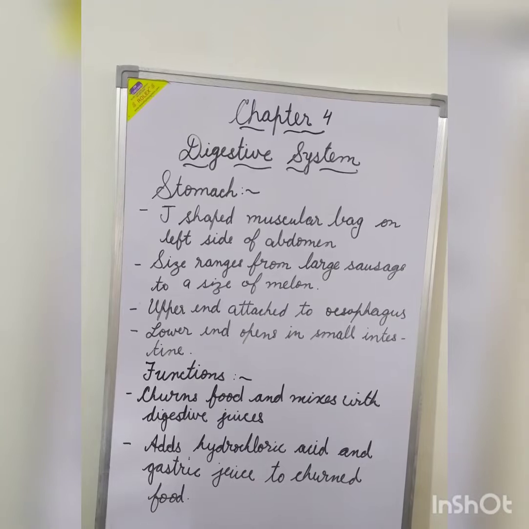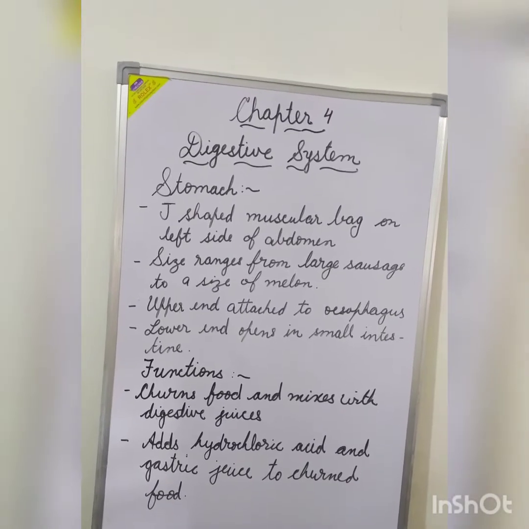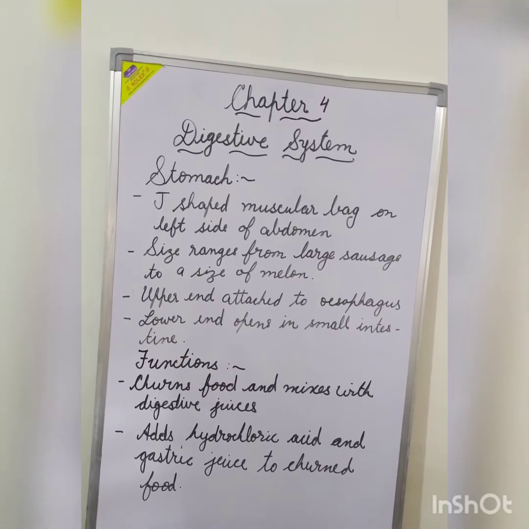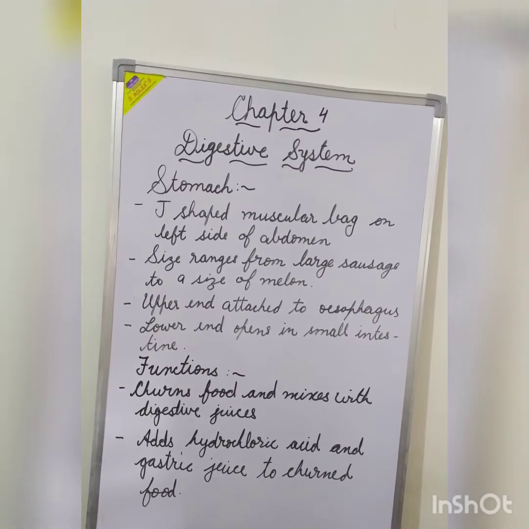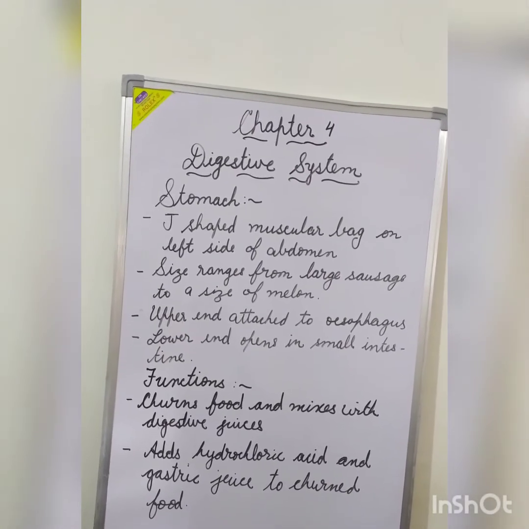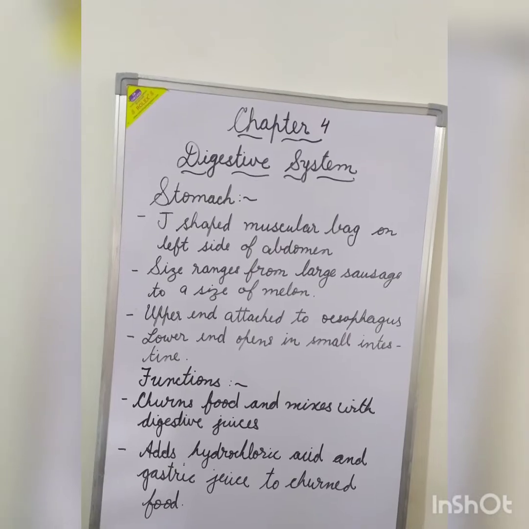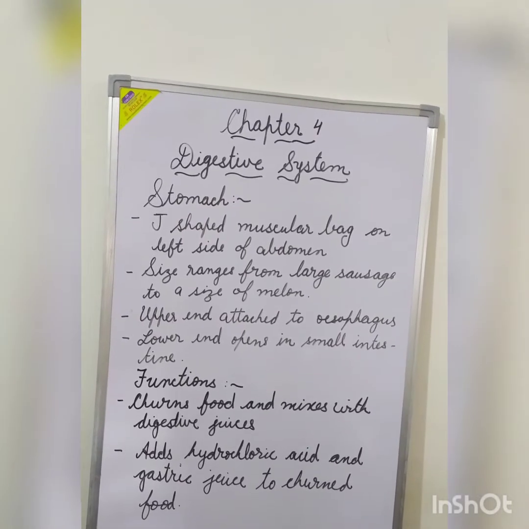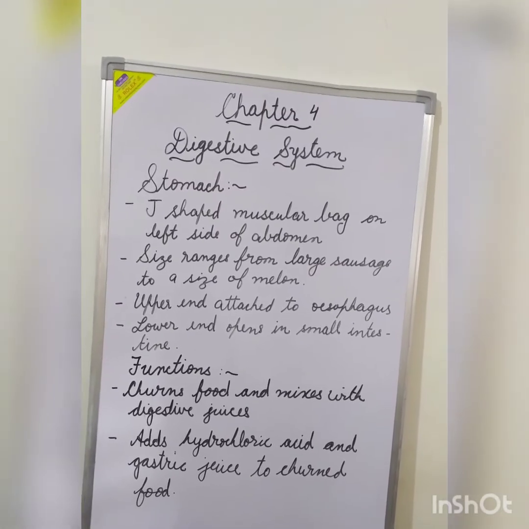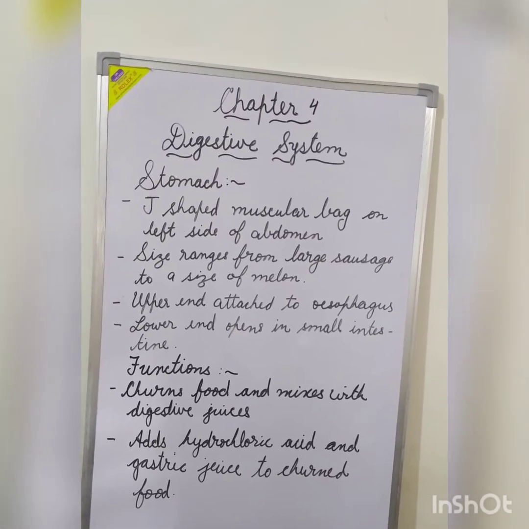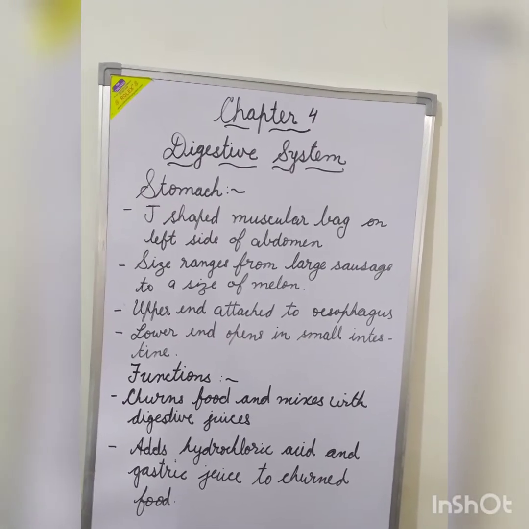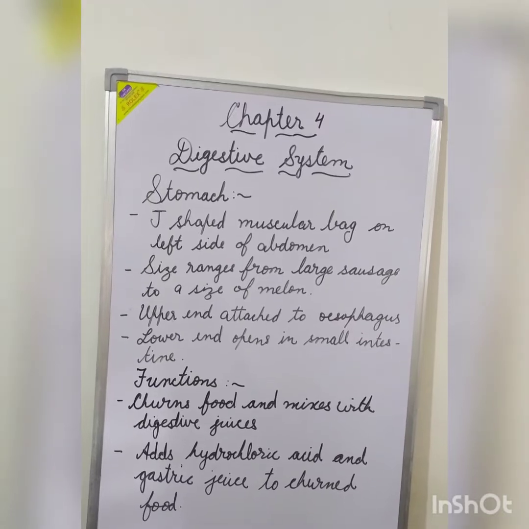Stomach is a J-shaped muscular bag on the left side of the abdomen. When our stomach is empty, its size is like a large sausage, and when the stomach is filled, its size can range to the size of a melon. Its upper end is attached to the esophagus and the lower end of it opens in the small intestine.